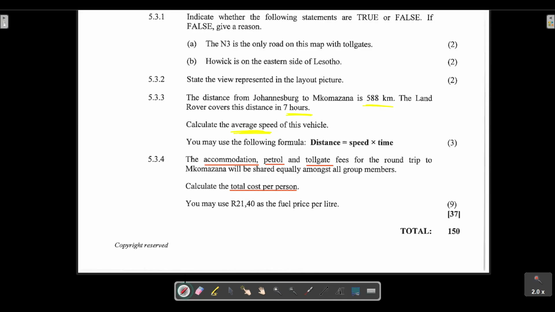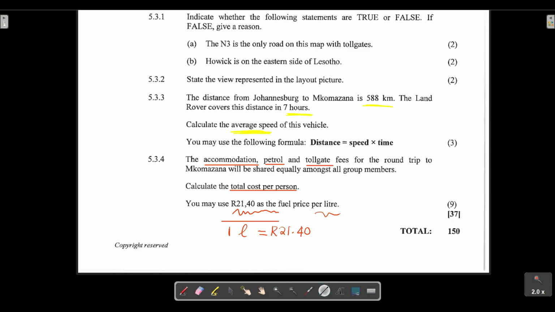All the time when they give you these small statements that tell us about something is equal to something, you can just write it as an equation, because it's going to come in handy when we're probably doing calculations on how much they need to pay towards the fuel. Okay, so they're telling us that it's 21 rand and 40 cents per 1 liter. So 1 liter is equal to 21 and 40 cents.